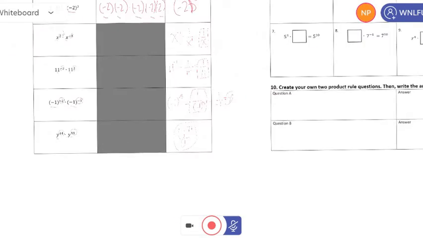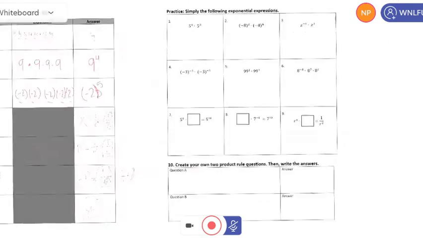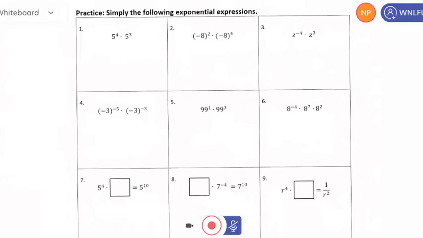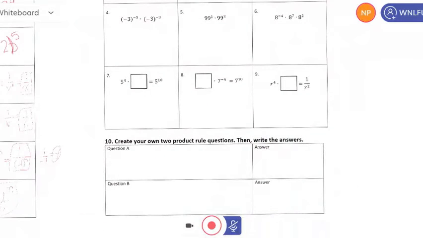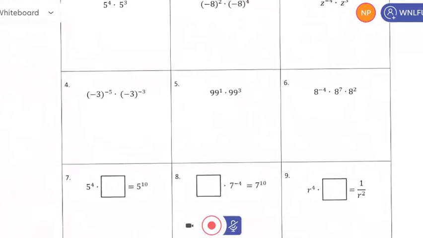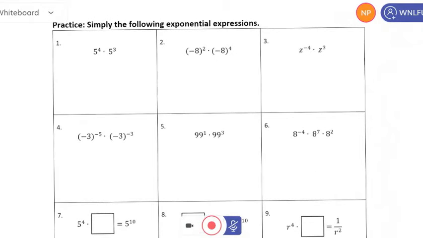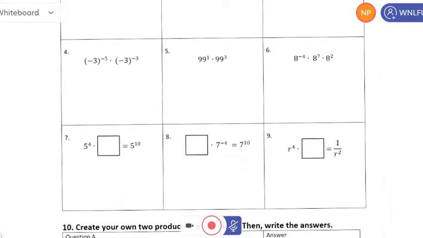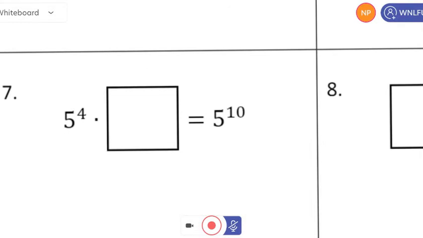Okay, I want you to flip over to the back side of the notes. You have 9 problems up top, and then number 10 is to create your own. Now, what I want you to do first is just to focus on 1 through 9. So you'll solve 1 through 6, and then you need to figure out what goes in the box to make the statement true.